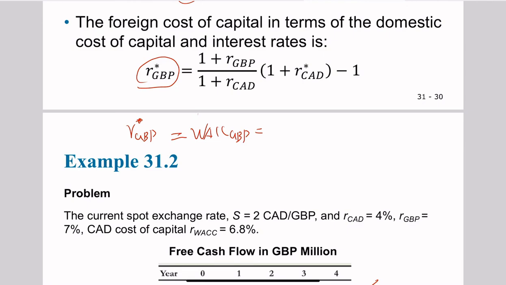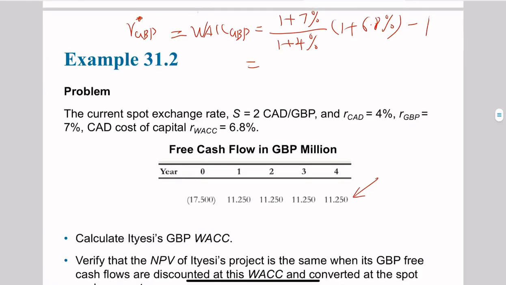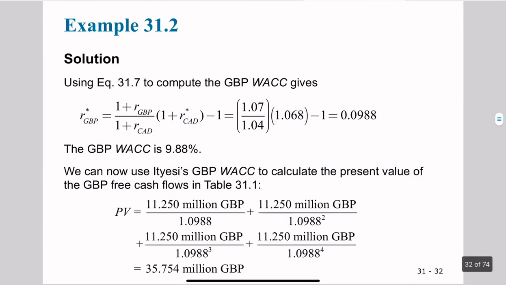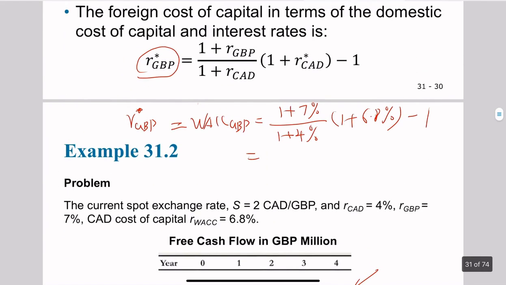So it equals 1 plus the risk-free rate in the UK, which would be 7%, divided by 1 plus the risk-free rate in Canada, which would be 4%. And then times 1 plus the cost of capital in Canada, 6.8%, minus 1. And this gives us 9.88%.